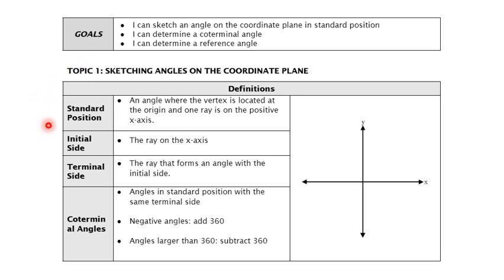Okay, so a couple of terms that we're going to see here. One is talking about standard position for an angle. When we start talking about sketching angles on the coordinate plane, it starts looking at the idea of having angles that are greater than 180, because we haven't really seen that yet, and angles that maybe are less than 0. So those are the two ideas that we can do when we're talking about the coordinate plane.